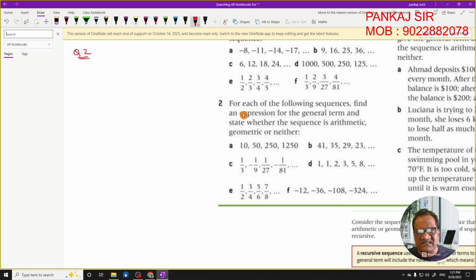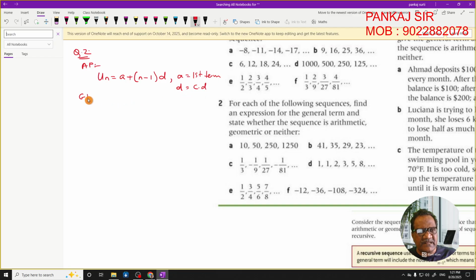Question number 2 says that for each of the following sequences, find an expression for the general term and state whether the sequence is arithmetic or geometric or neither. So let me tell you, for an arithmetic sequence, that is AP, the general formula is un is equal to a plus n minus 1 times d, where a is the first term and d is the common difference.